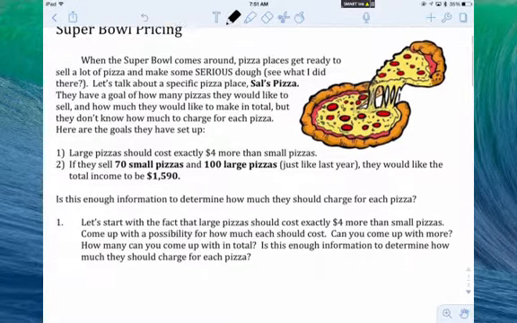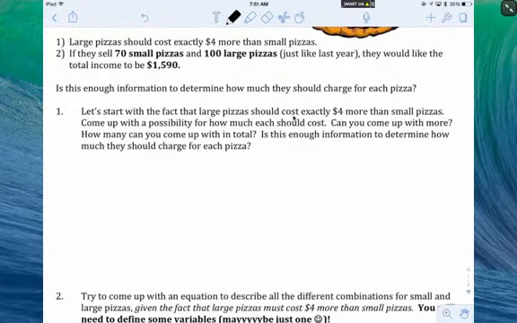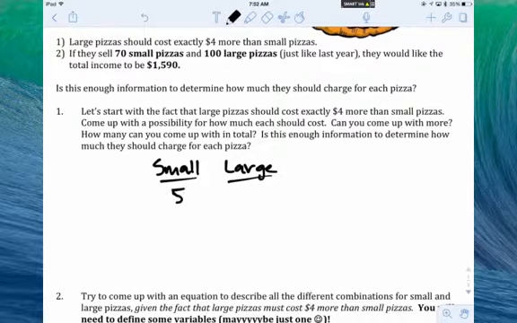So first, let's start with the fact that large pizzas should cost exactly $4 more than small pizzas. So my question is, how much could the two possibly cost? I'm going to make a little table of values here, small and large, and let's come up with some possibilities for how much a small pizza and a large pizza should cost. At this point, we could almost come up with some random numbers. So if a small pizza cost $5, I think a large pizza would cost $9. If a small pizza cost $6, a large pizza would cost $10. If a small pizza cost $7, a large pizza would cost $11.